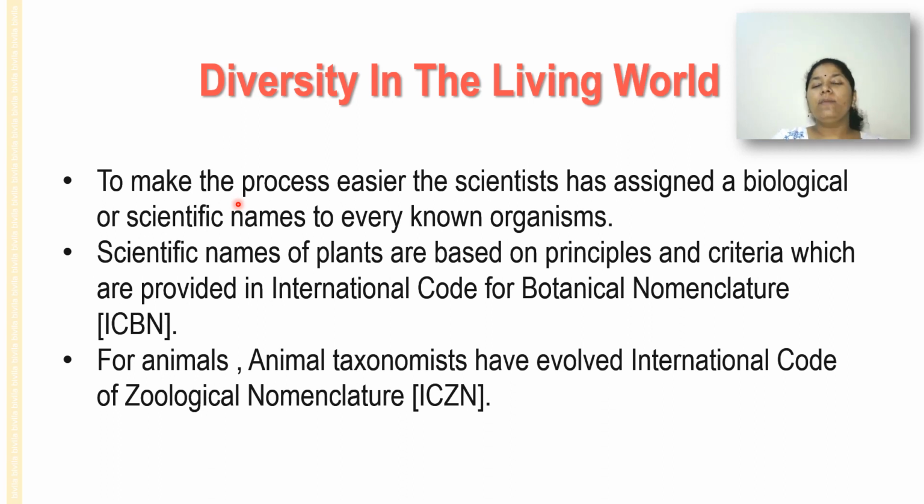The scientific names of plants are usually based on the principles and criteria provided in the International Code for Botanical Nomenclature, that is ICBN. For animals, taxonomists have evolved the International Code of Zoological Nomenclature, that is ICZN.